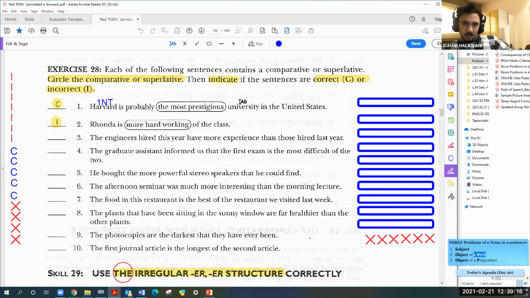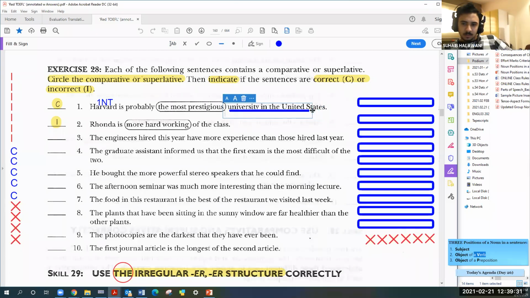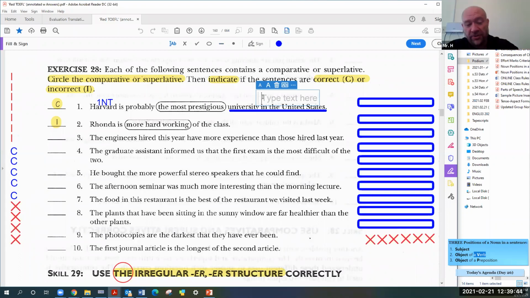In the United States. The most prestigious university in the United States. What does that mean? In the United States. Outstanding. Yeah, but it is 2. Do we have 2 equal things here? Or do we have one of many? One of many. Oh, so I should put down 3 NT.